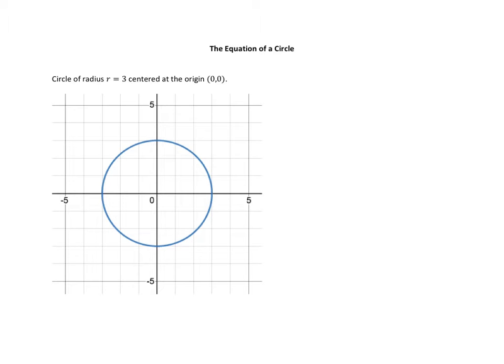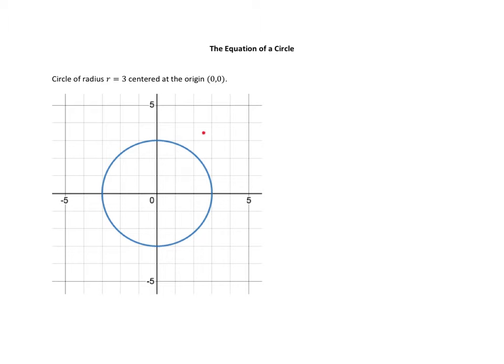In this lesson, we're going to go over the equation of a circle. So down here, I have a circle of radius 3 that is centered at the origin 0, 0. What all this means is, if you start at 0, 0 and you go a distance of 3 in any direction, you end up on the circle itself. All those points together are drawn here.